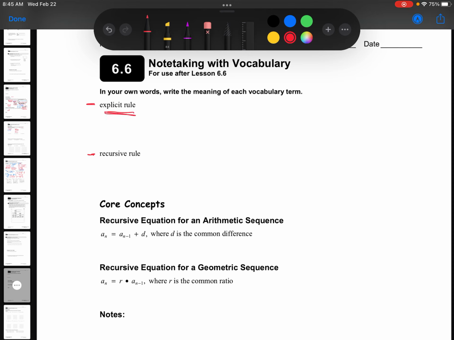So I'm going to take a look at these two concepts. This first concept is what we've been doing in the last two lessons, explicit rule, or in other words, the nth term rule, okay? And today we will be doing the recursive rule. And I guess it is important that you remember what we've been doing so far. In section 4.6, we did arithmetic sequences.